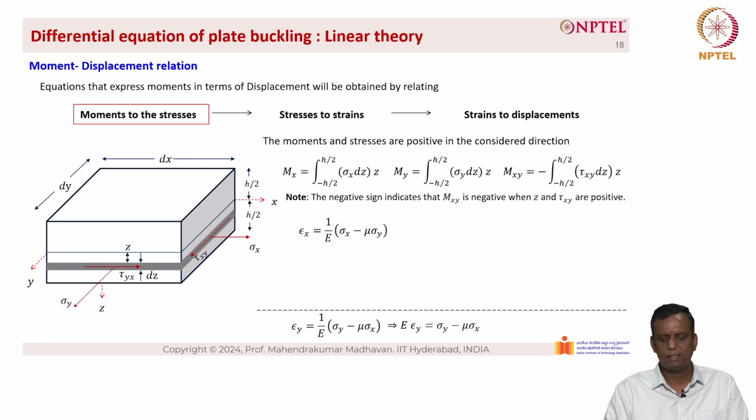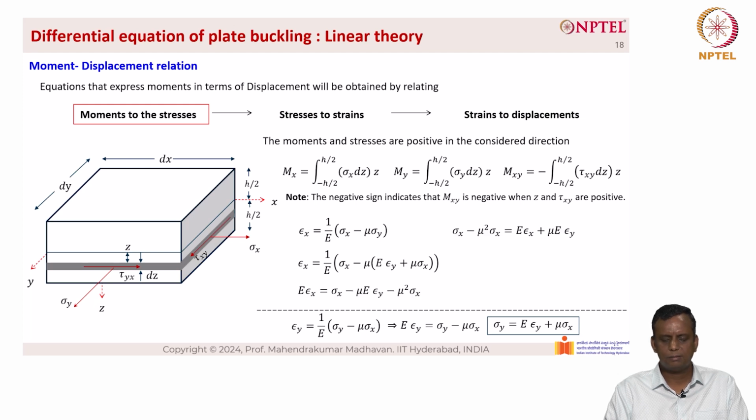So this indicates that E into epsilon y equal to sigma y minus mu into sigma x, which indicates sigma y equal to E into epsilon y plus mu into sigma x. Now when we substitute that in the above equation, we have epsilon x equal to 1 by E into (sigma x minus mu into (E into epsilon y plus mu into sigma x)). When we take this further and simplify, we get an equation where the normal stress sigma x relates to the normal strain in the x direction as well as the normal strain in the y direction, along with the Poisson's ratio and the Young's modulus.